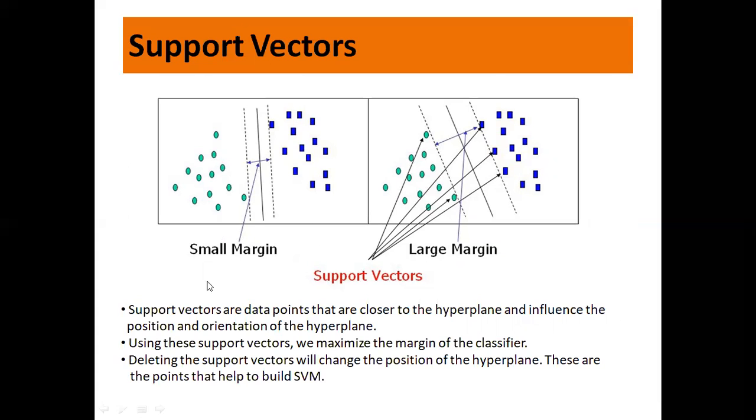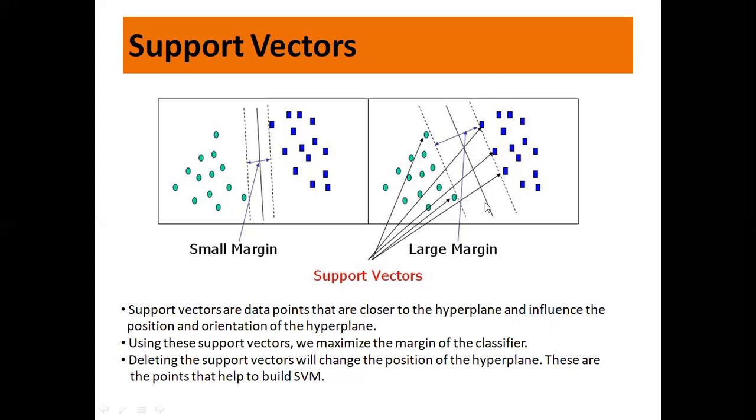Now, support vectors. Support vectors are the data points that are closer to the hyperplane and influence the position and orientation of the hyperplane. These are the support vectors, the data points which are closer to the hyperplane. You can just see, compared to all the data set, these are the ones which are closer to the hyperplane, and they influence the position of the hyperplane.